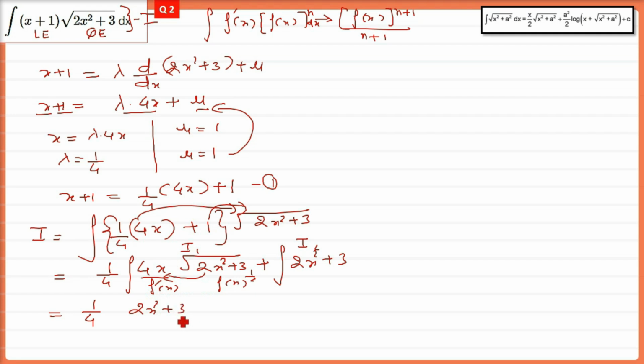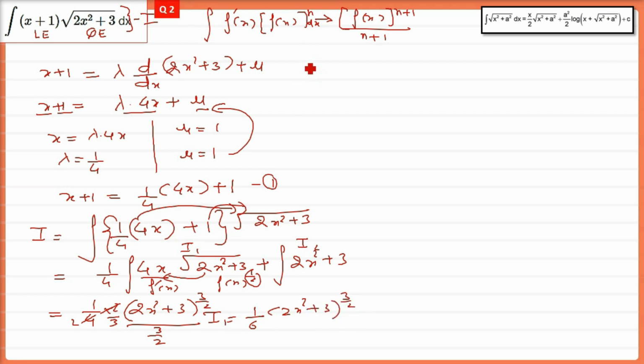So I'm writing the direct result fx to the power n plus 1, that is 2x square plus 3 to the power n plus 1, which is 1 plus half, which is 3 by 2. And the denominator is 3 by 2. Now this 3 by 2 goes up, it will become 2 by 3. 2 gets cancelled out, we have 1 by 6. So the I1, which is the left part of I, is 1 by 6, 2x square plus 3 raised to the power 3 by 2.